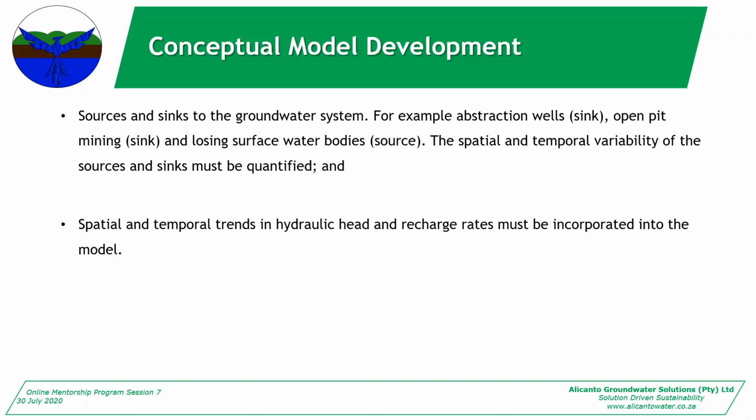Then you need to understand your spatial and temporal trends in your hydraulic head and the recharge rates and include that into your conceptual model. So that's what I was talking about with your seasonal fluctuations in groundwater levels. Your typical fluctuation is between 2 and 5 meters. It can go up to 10 meters. And that influences your recharge rates, which is also influenced by your rainfall data, your evaporation data, all of those aspects. So you can see how interconnected all of your different environments at the site are.